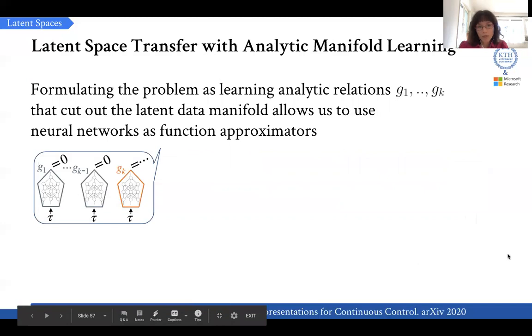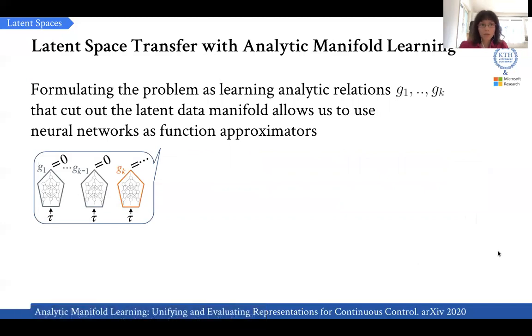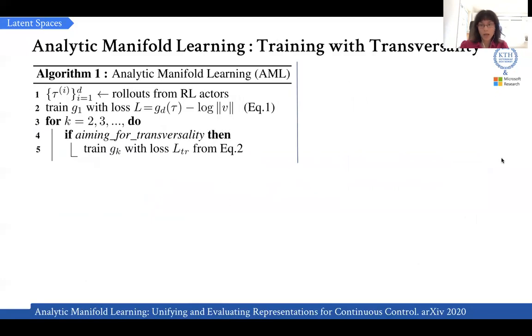So formulating this problem as learning analytic relations lets us use neural networks as function approximators. And so then these relations would cut out the latent data manifold that describes the subsequences that our actual dynamical system would take, and this lets us encode the regularities or the relations that occur in the actual latent space that we're interested in, like for example in a general purpose simulator, right?